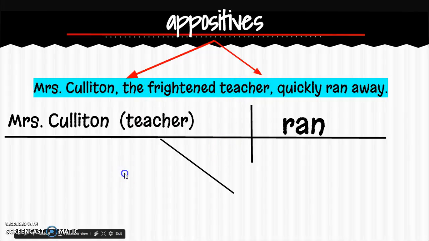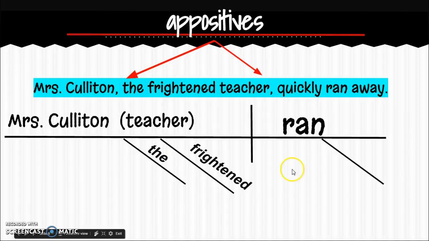Now I can see that I have some modifiers for the teacher. What kind of teacher is it? The and frightened. I'm not going to put these adjectives under Mrs. Culleton because it's not the frightened Mrs. Culleton, it's the frightened teacher. So words that modify have to go underneath the words that they modify.